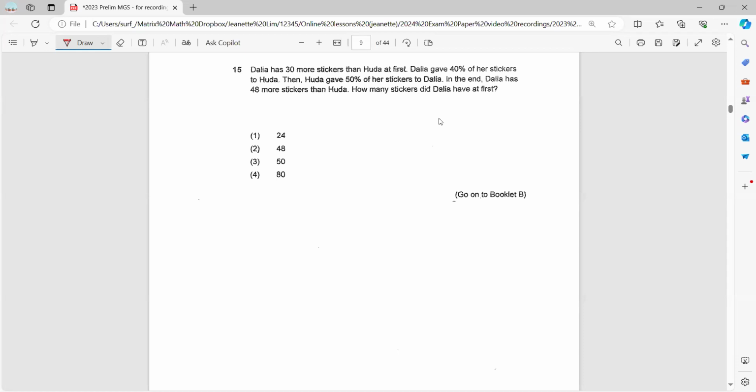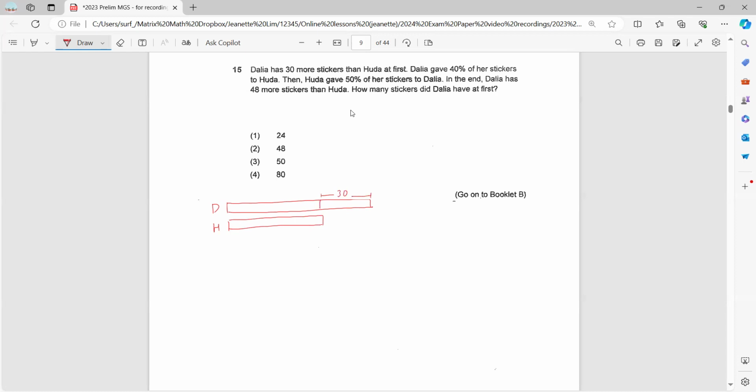Okay, so first we start off with a difference, and then Dahlia gave a proportion away to Huda, and then Huda gave a proportion to Dahlia. In the end, Dahlia has 48 more. Let's draw a model since we have a difference at first. Quite a long question for MCQ. Okay, so we're going to cut from this model as we go along. The difference here is 30.